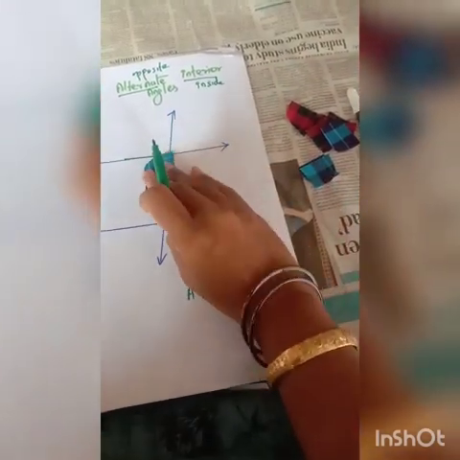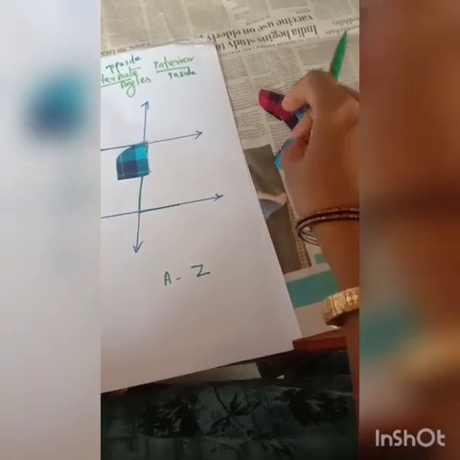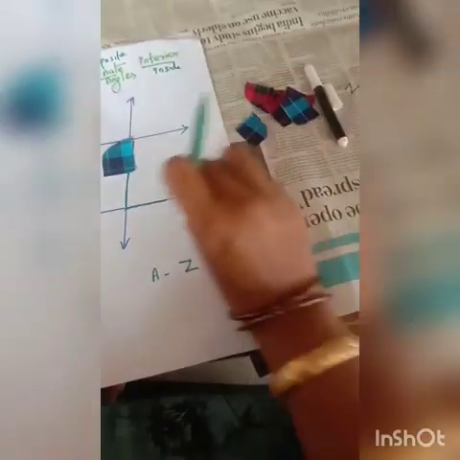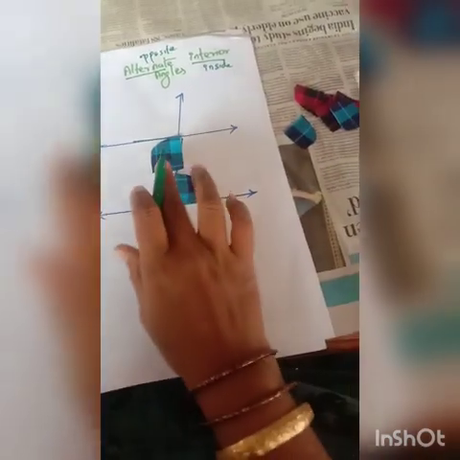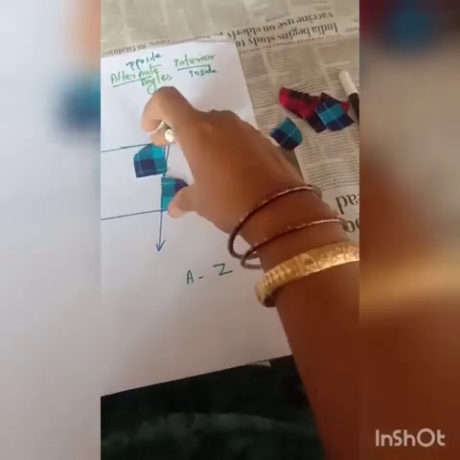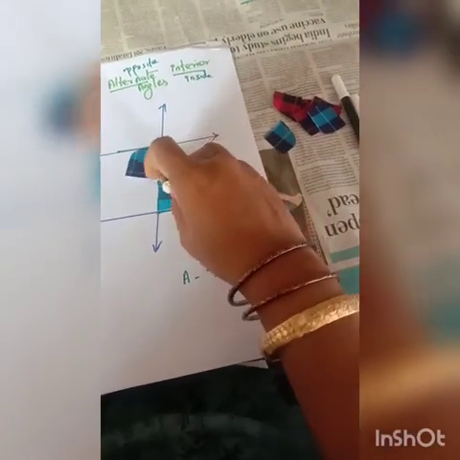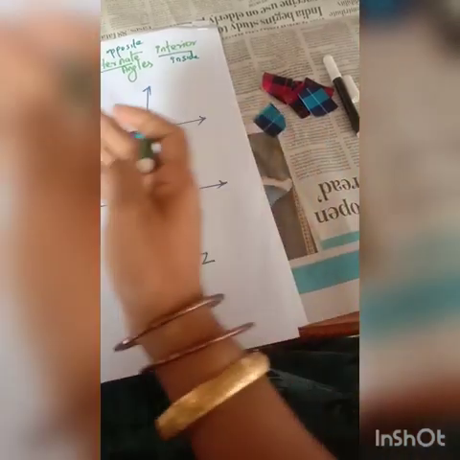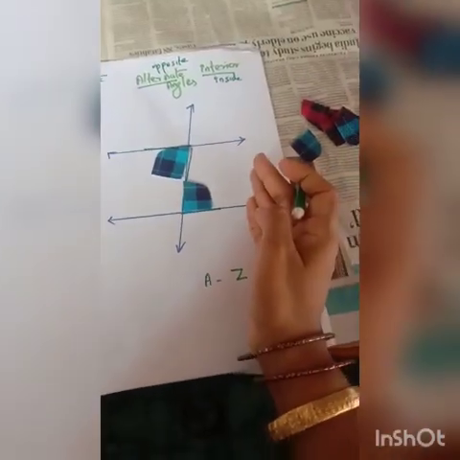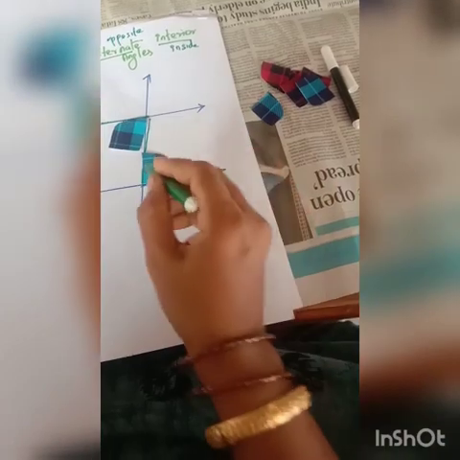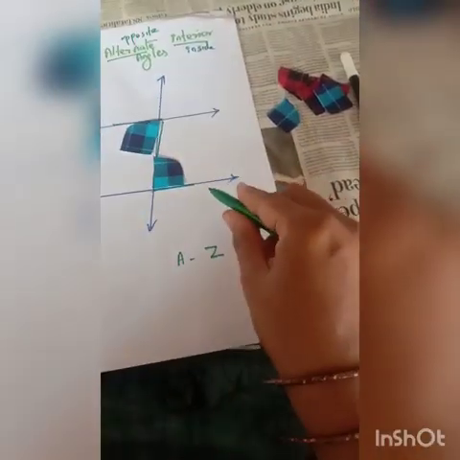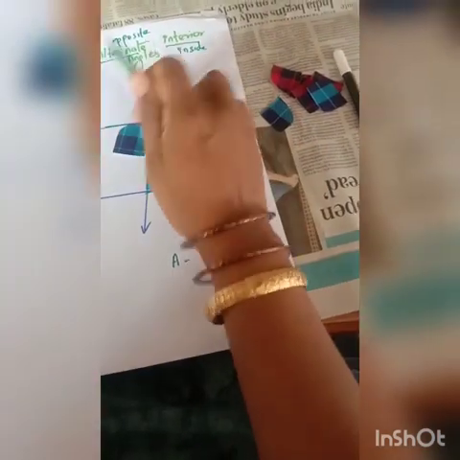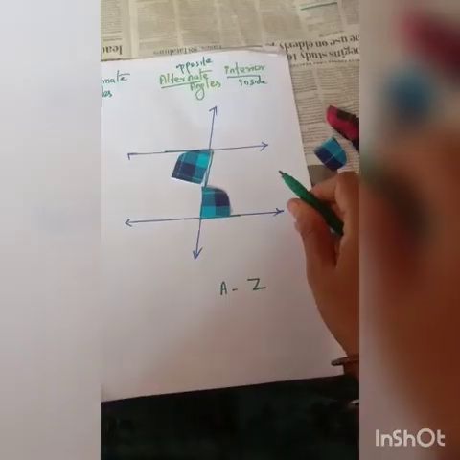You see these two angles. These two angles, if you see, are inside the parallel lines and they are on opposite sides. One is left side, another one is right side. And one more thing, the direction of the arm: this arm and this arm are also opposite. So these two angles are called alternate interior angles.